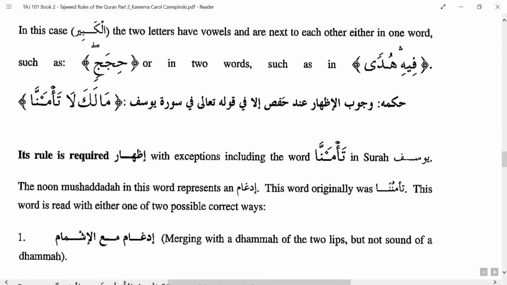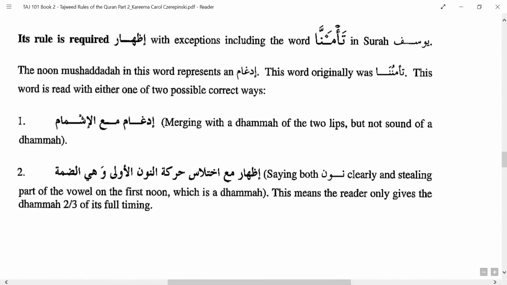This word actually was ta'manuna. It was noon dhamma and noon with a mad alif. Ta'manuna, that was the actual word. But if you see here, the nu is not there. Nuna. It's joined. So this is done for idgham.